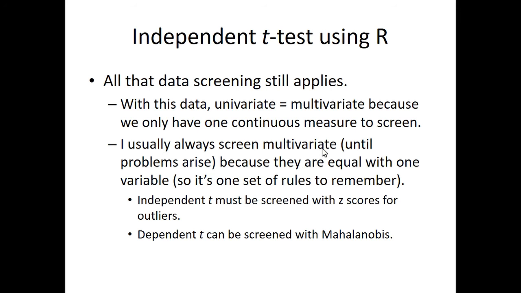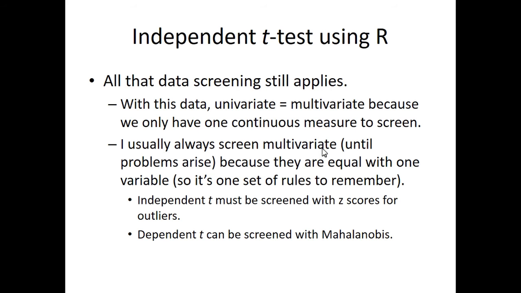Okay. So with independent data or dependent data, univariate and multivariate become the same thing, because we really only have one DV, some measure of mischievousness in this example. And then I almost always do this as multivariate. So I use that code that we did for this test, because they become the same thing, and it's one set of rules for me to remember.